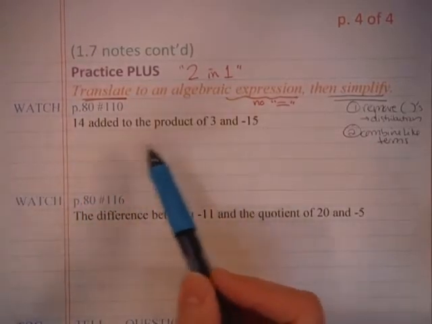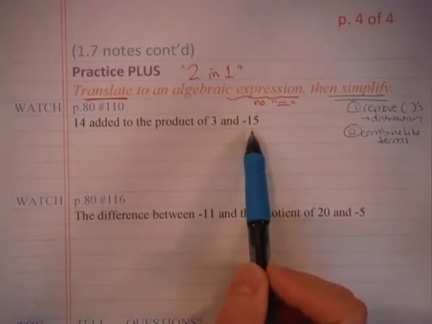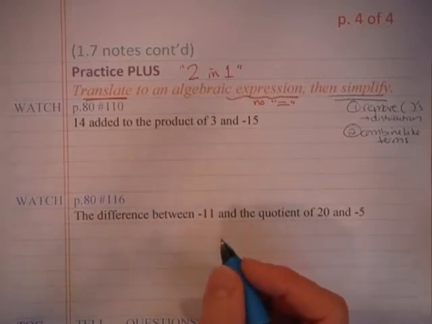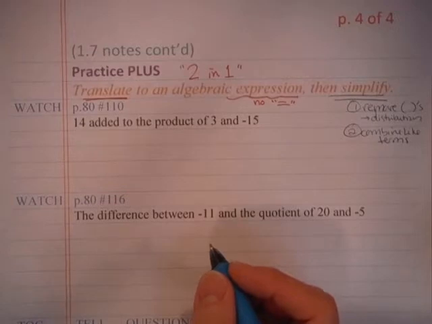First, we read it out loud. 14 added to the product of 3 and negative 15. And then take a nice deep breath. We want to remind ourselves, I can do this. We don't want to panic. So that little pause and the oxygen does both of those. Calms our brain down, focuses what we need to do, and we remind ourselves with that little pause, we don't need to panic. We can do this. You will get better at word problems. You just have to do a lot of them.